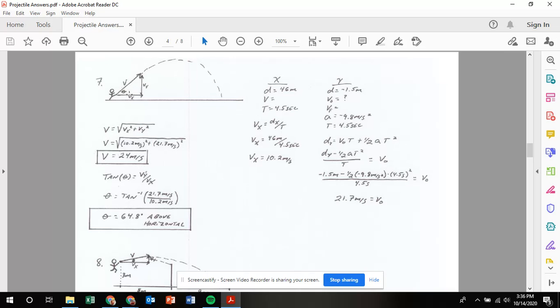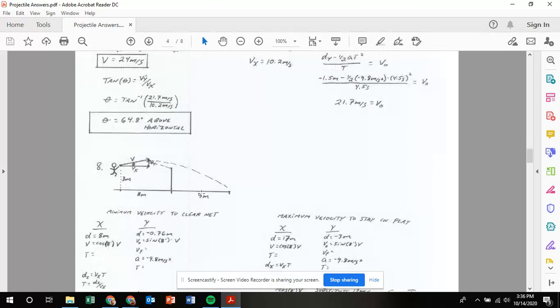Solving for the angle, the tangent is the opposite side over the adjacent side. So tangent of the angle equals the velocity in the y over velocity in the x. So to solve for the angle by itself, I would do the inverse tangent of Vy over Vx. So inverse tangent of 21.7 over 10.2. And when I plug that into my calculator, I get 64.8 degrees above the horizontal. So the kick's velocity is 24 meters per second at 64.8 degrees above the horizontal.